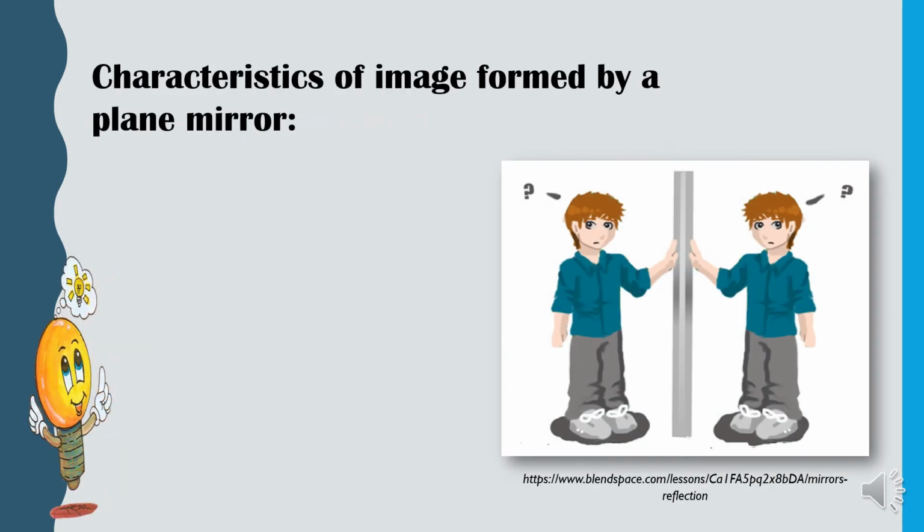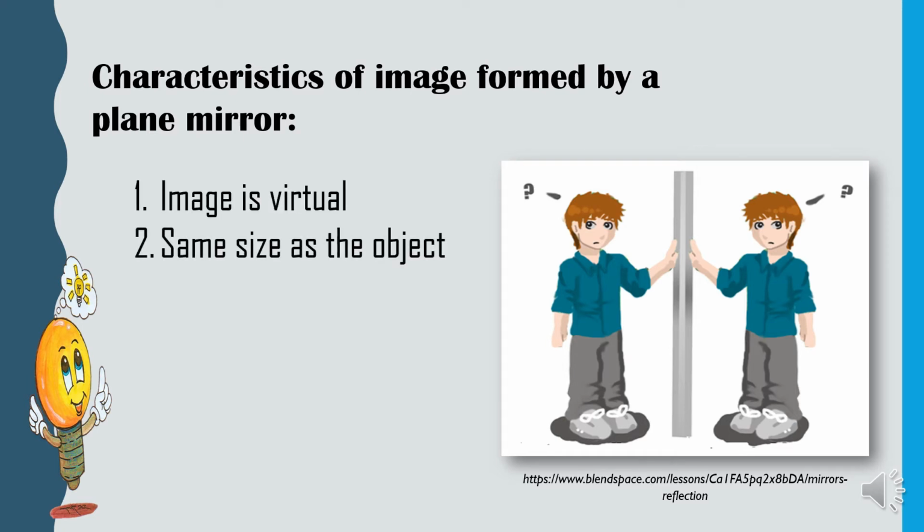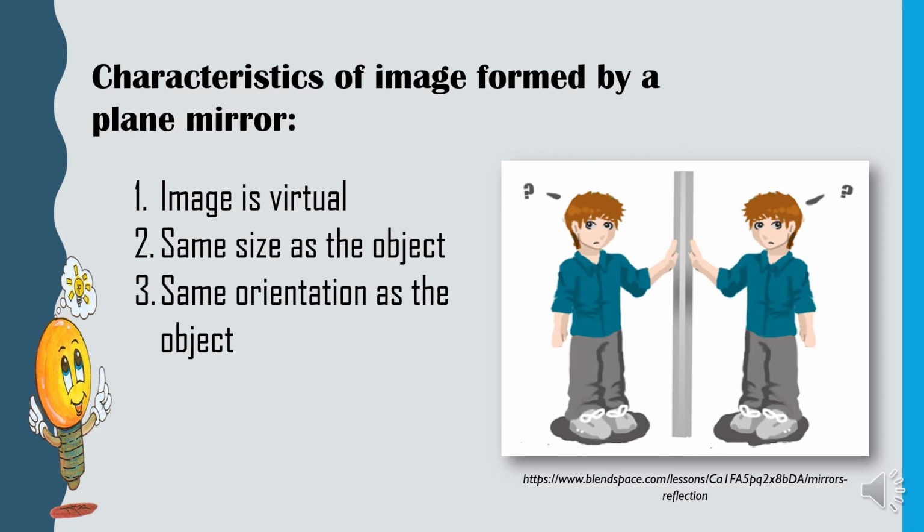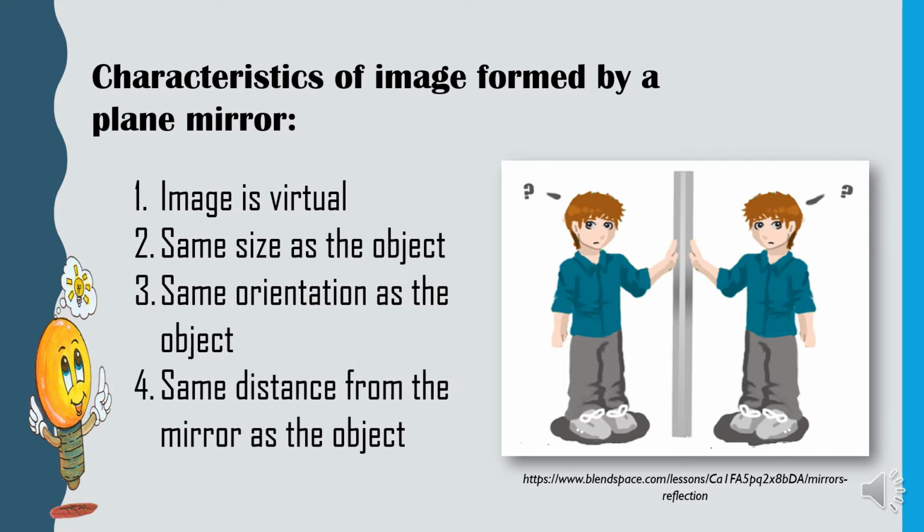The characteristics of image formed by a plane mirror are the following. First, the image is virtual. Second is that the image is the same size as that of the object. Third is that the image has the same orientation as the object. And the fourth one is that the image has the same distance from the mirror as the object.